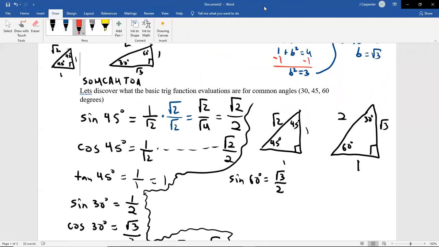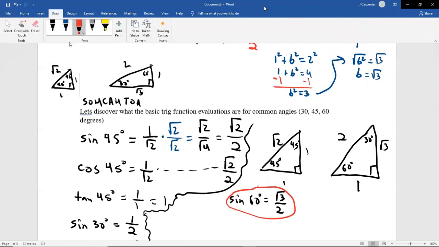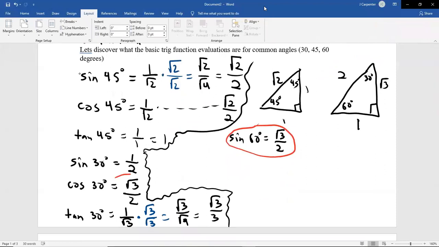Notice something. Notice that this answer, the sine of 60 degrees, is the same as the cosine of 30 degrees because they're cofunctions. 90 minus 30 is 60. They have the same answer. That right there helps show that cofunctions isn't just nonsense.